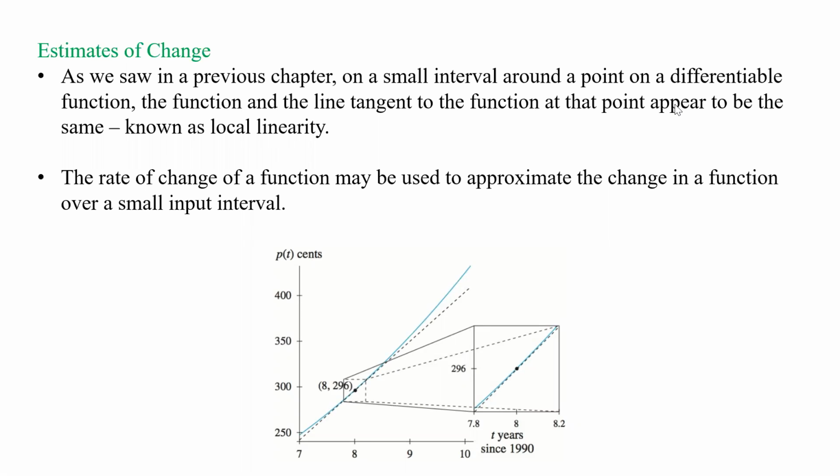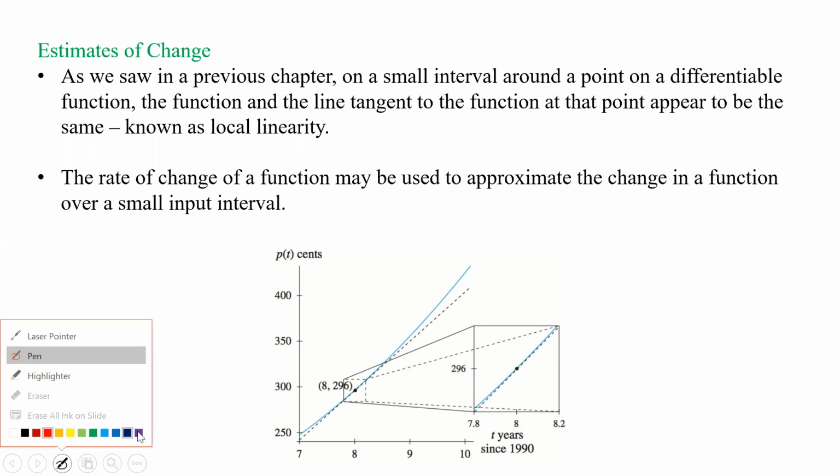Well, we've seen in previous chapters that on a small interval around a point on a differentiable function, such as our blue line here, the function and the tangent line to that function at a point appear to be the same, known as linearity. So if we blow that area up, make it really big, and blow it up again, those will start getting to be about the same. They're going to look like the same linearity.